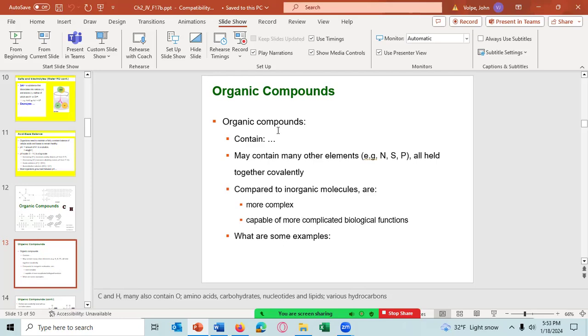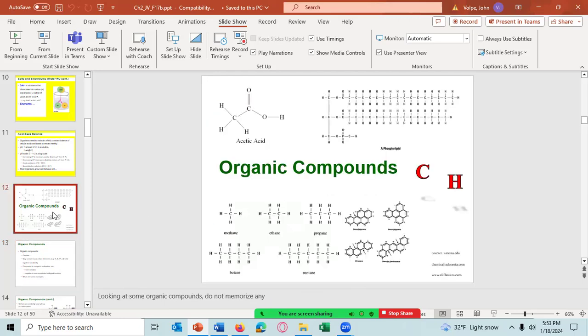Some examples of organic compounds include carbohydrates, nucleotides, lipids, and various hydrocarbons. A hydrocarbon is an organic compound that is only composed of hydrogen and carbon. Methane, ethane, and propane are all hydrocarbons. Any question about any of that?